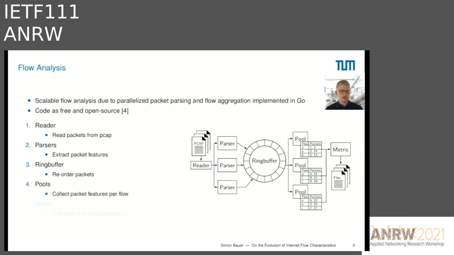A regular routine then writes such reordered packet information into pools where we collect packet features per flow until a flow terminates, and after its termination, flow data is written to the metric component, where we then calculate our flow characteristics.